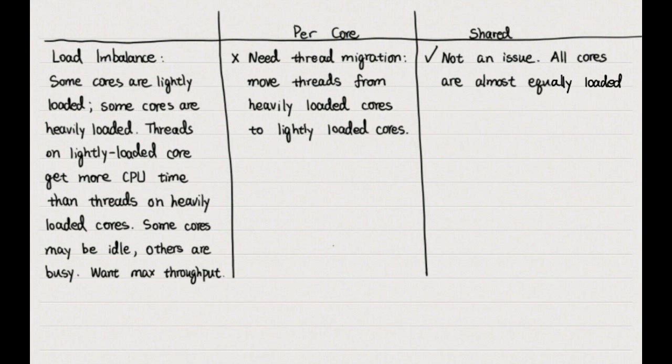For the shared ready queue, load imbalance is not an issue, as we discussed earlier in CPU cache affinity. Because all threads are put on the same shared ready queue, threads can be run on any core, so all cores are almost equally loaded.